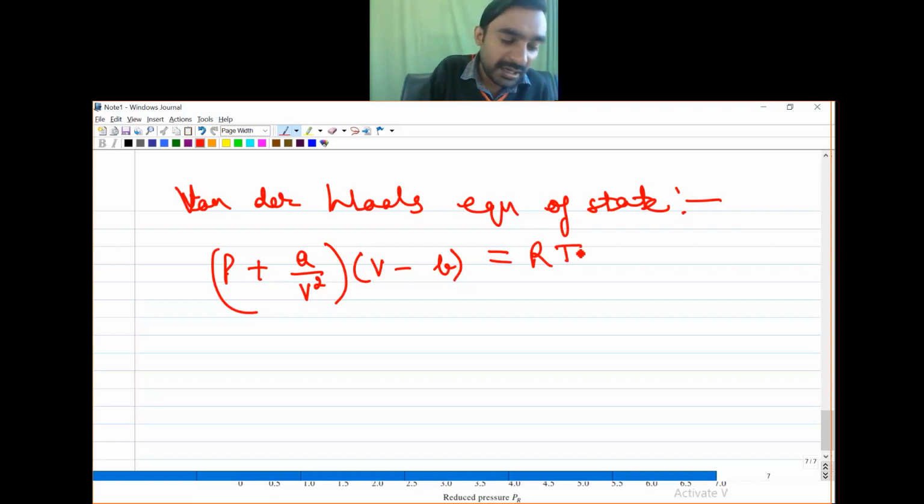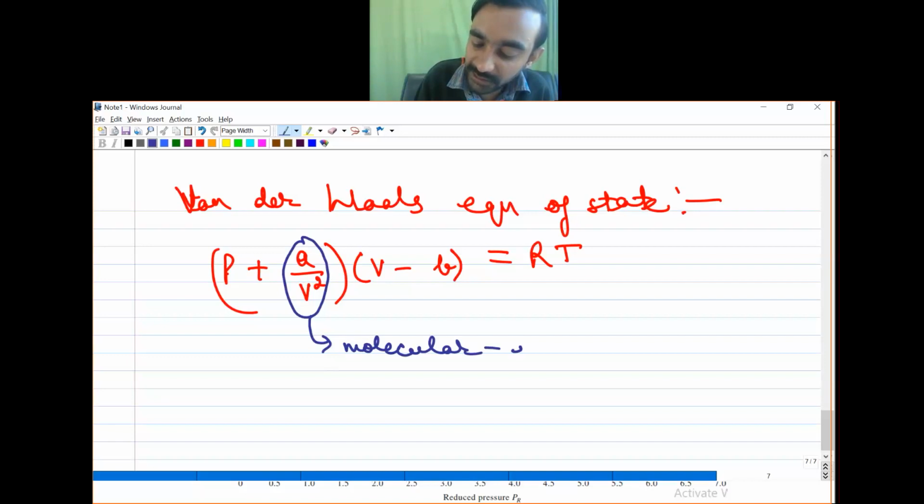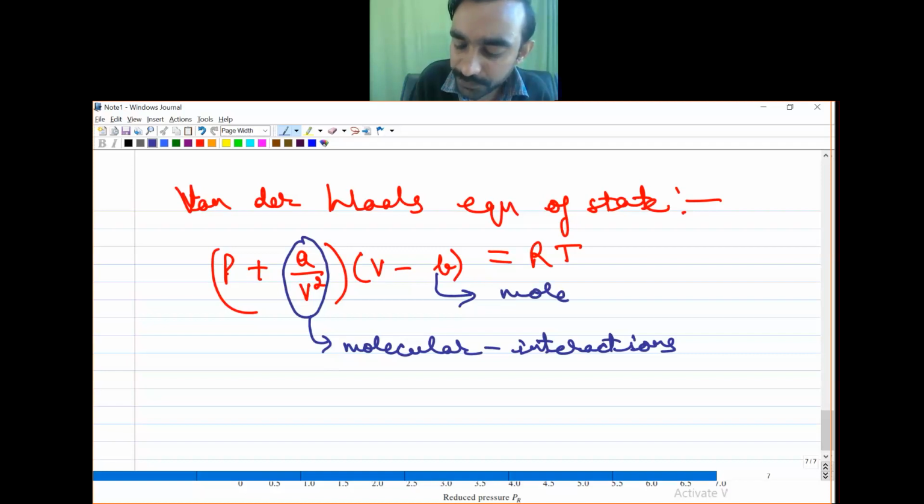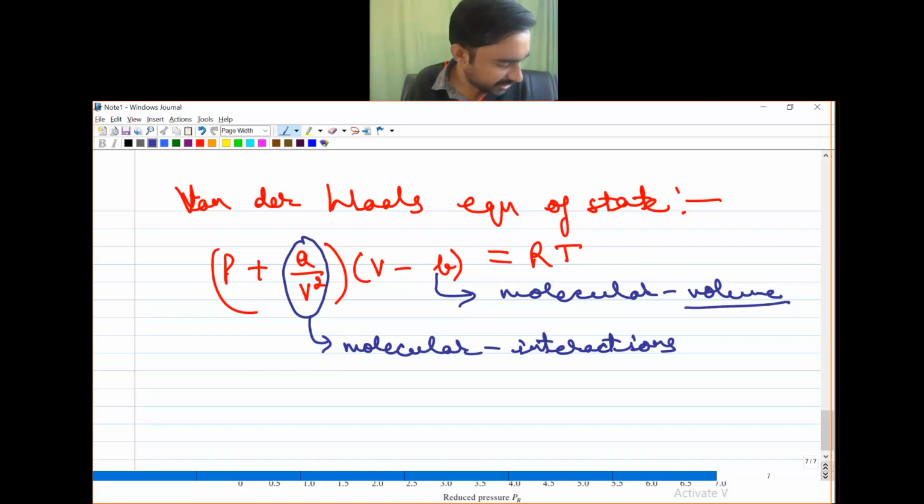Okay, so in this particular equation, the first term, A by V square, is representative of molecular interactions. So this term actually accounts for molecular interactions, and the term B, whatever we have included over here, accounts for the molecular volumes. So if we are taking care of the two basic assumptions in our ideal gas equation, then obviously we will be able to relate to the real behavior of the gas.